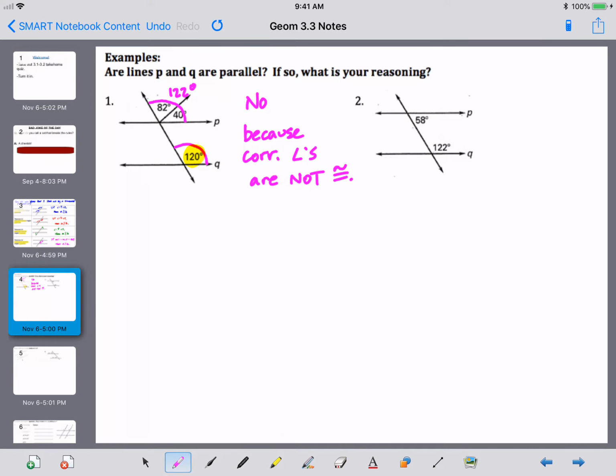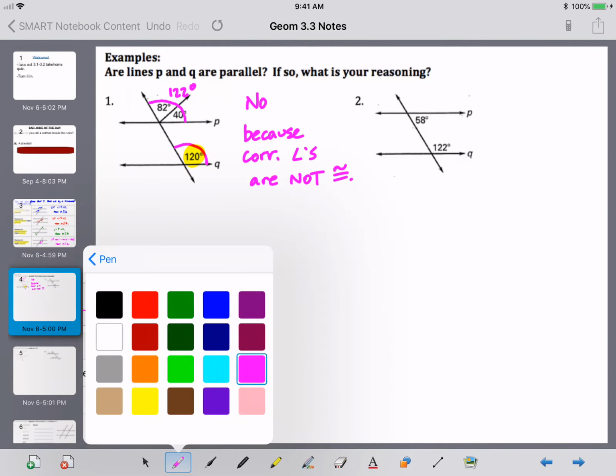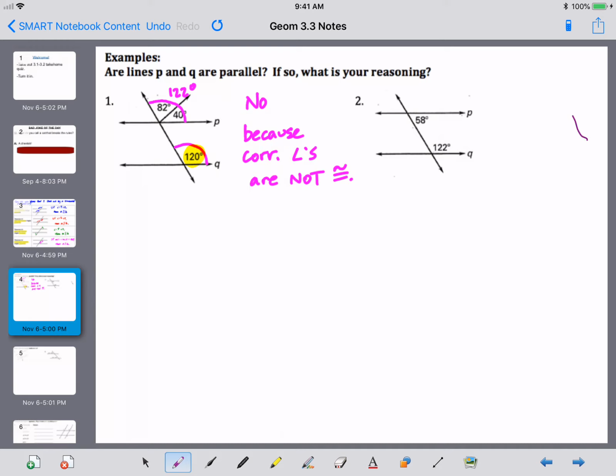Okay, let's look at number 2. So with this one, we have 58 degrees and we have 122 degrees. So these ones we don't expect to be equal because they're consecutive interior angles, but let's see what they add up to. If I add that 122 to the 58, that gives me 180 degrees. So yes, they are parallel. P is parallel to Q by that last theorem. Theorem 3.6 told us that if the consecutive interiors add up to 180, they have to be parallel lines.